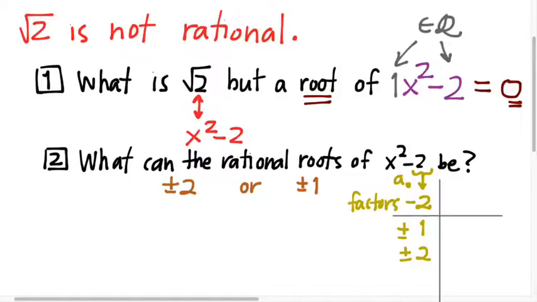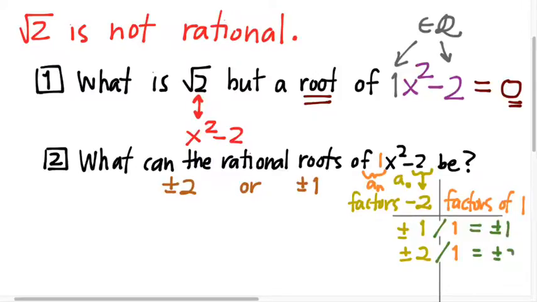But then in principle, the rational roots theorem says that we also need to divide those by possible factors of the leading coefficient. Factors of 1. But luckily for us, factors of 1 are easy. And so my possible rational roots, according to the rational roots theorem, come from dividing the possible factors of the constant term by the possible factors of the leading coefficient.